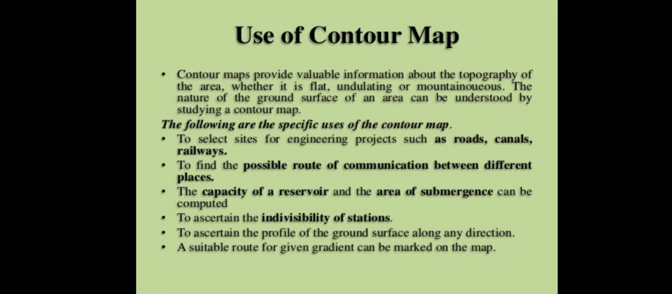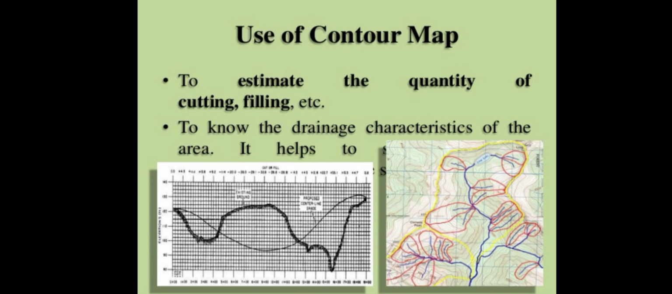To ascertain the intervisibility of stations; to ascertain the profile of the ground surface along any direction; a suitable route for a given gradient can be marked on the map. Here you can see the use of a contour map to estimate the quantity of cutting and filling. You can see how they have cut it, what the quantity is, how much area. When we are going to cut, it will show the shopping mall, the lake, the river, like that. That idea is available in the contouring only.